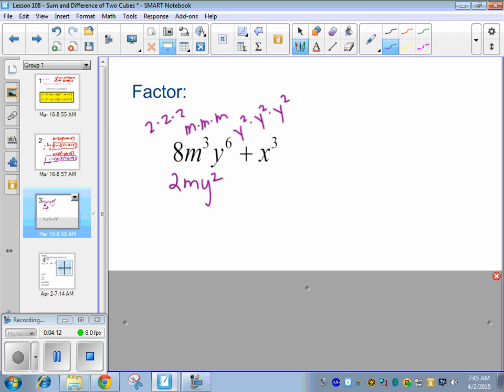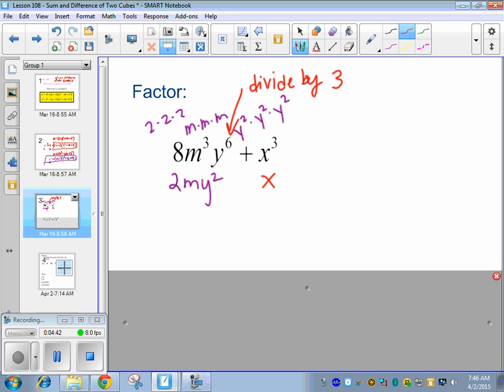Another way to remember is you always divide by what? 3. You divide that exponent by 3. So 6 divided by 3 is 2. So anytime you have a bigger exponent, divide by 3. They all have to be perfect cubes or it doesn't work, so they're all going to be multiples of 3. All right? So this is now my a, and my b would just be x. And now we plug it into the plus formula.